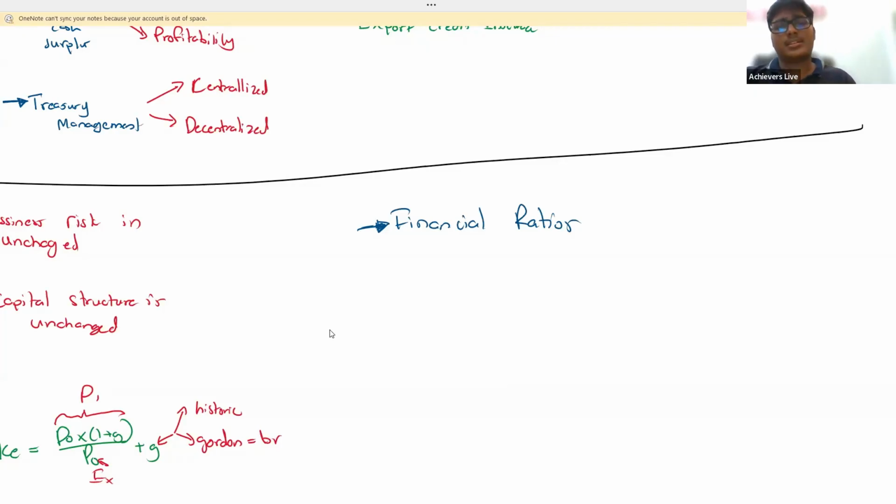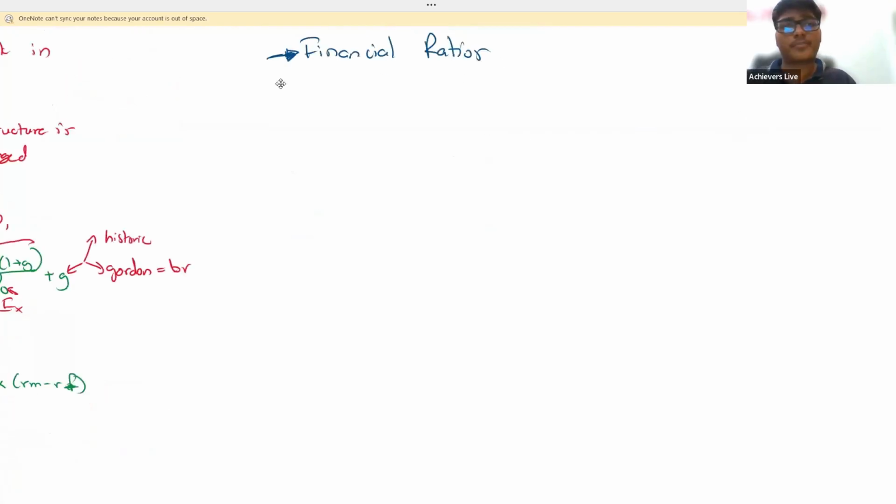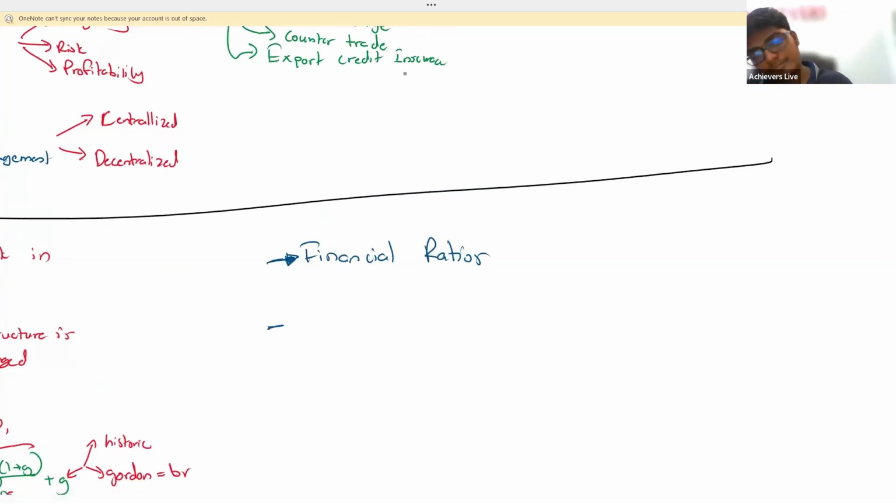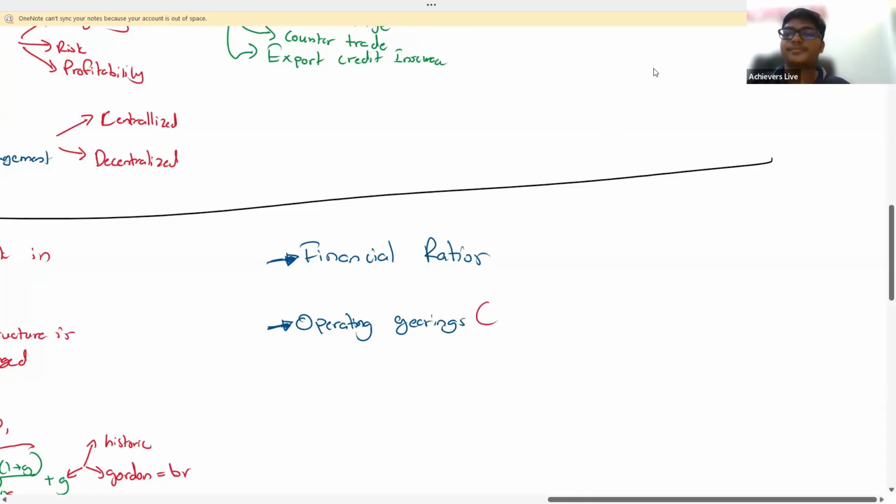And then next, we learned something called operating gearing. What is operating gearing? What does operating gearing measure? What does it measure? Yes. The proportion of fixed cost to variable cost, or we can say the business risk.